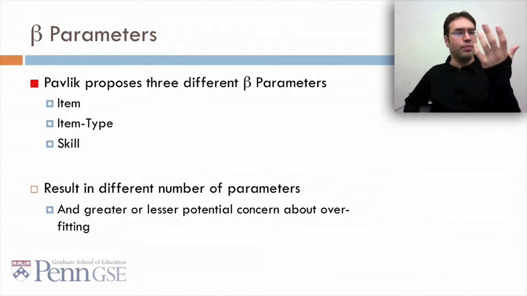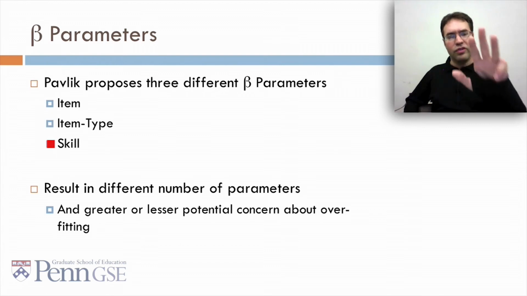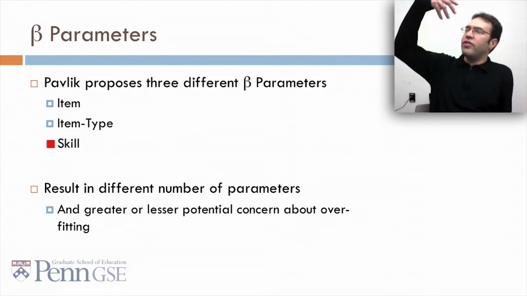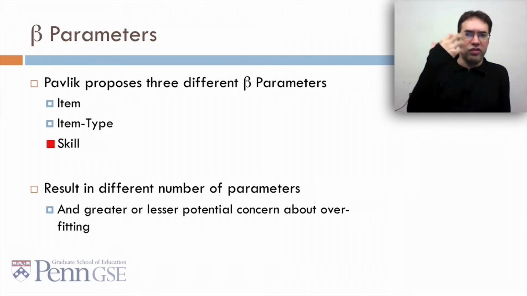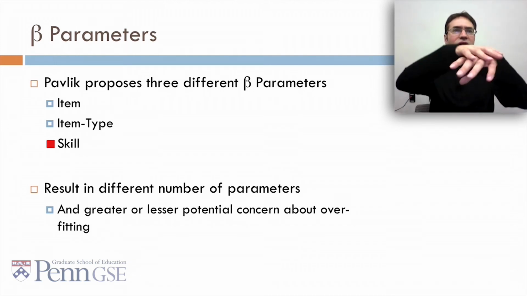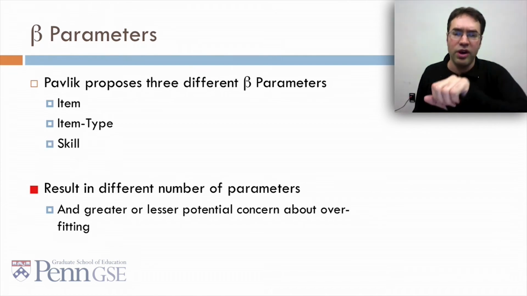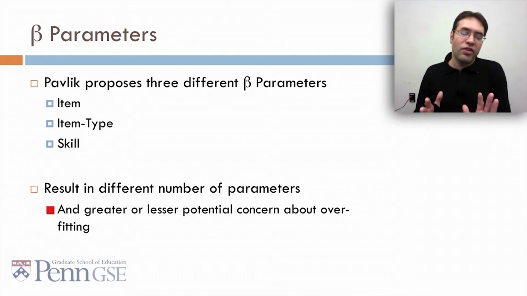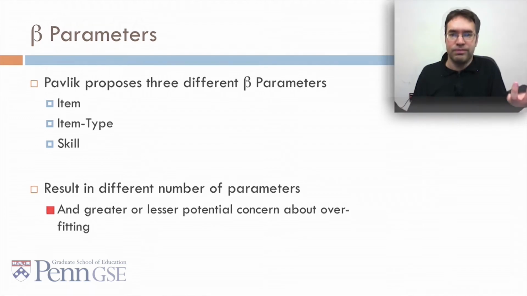So for beta parameters, Pavlik proposes 3 different beta parameters: item, item type, and skill. So is the difficulty something that each item has? Is the difficulty something that each skill has? Or are there types of items somewhere in between? These 3 approaches result in different numbers of parameters and greater or lesser potential concern about overfitting. The more parameters, the more risk of overfitting.